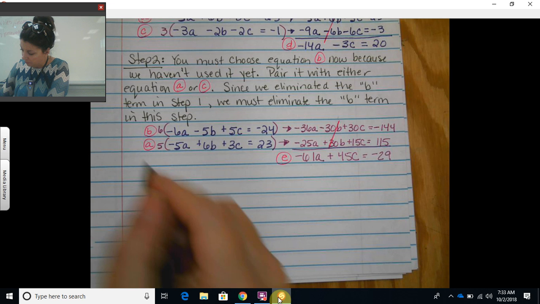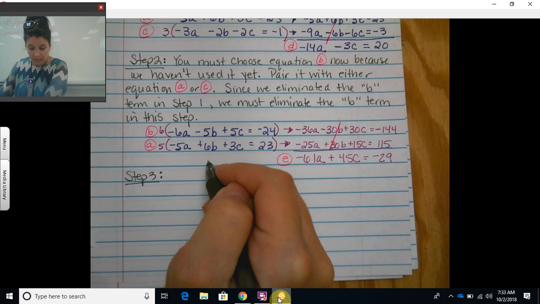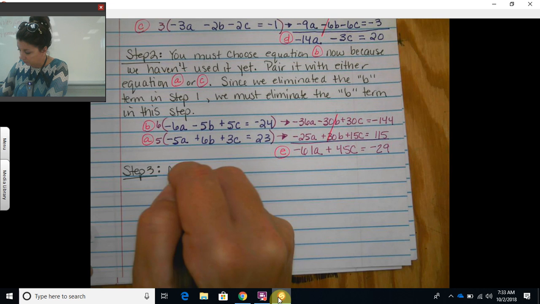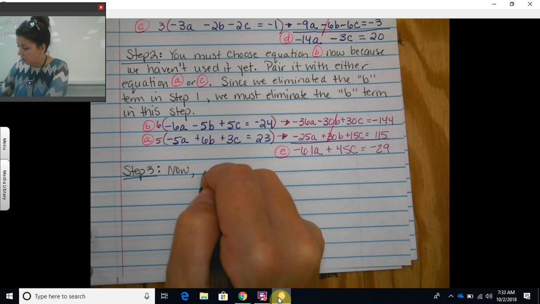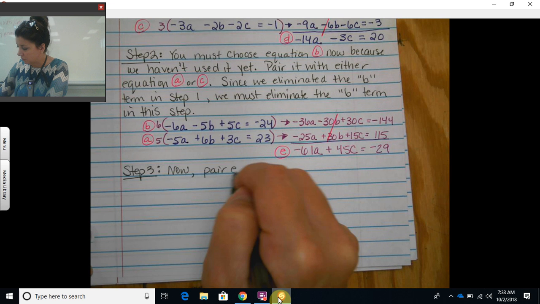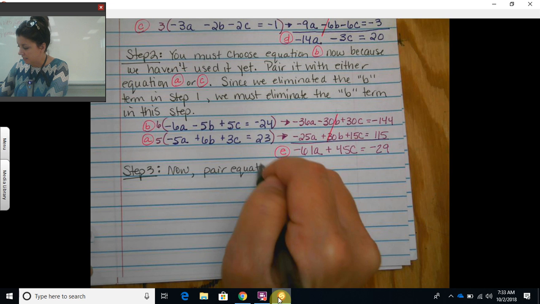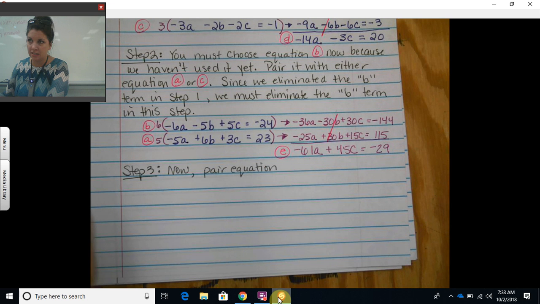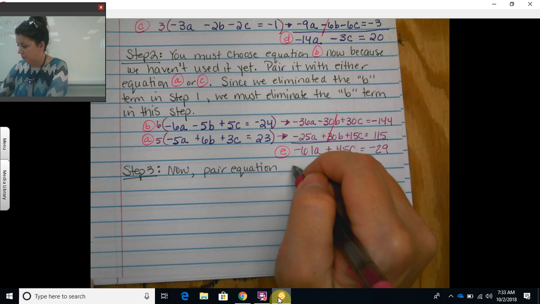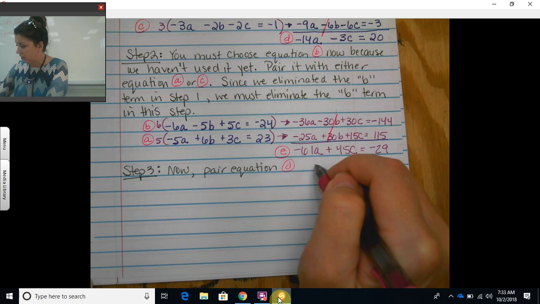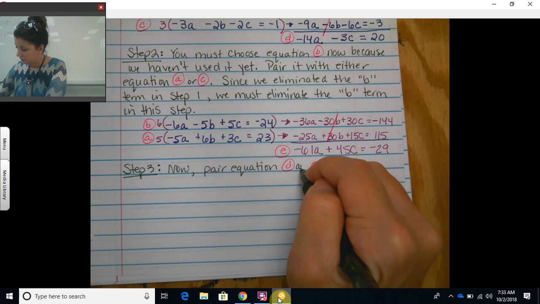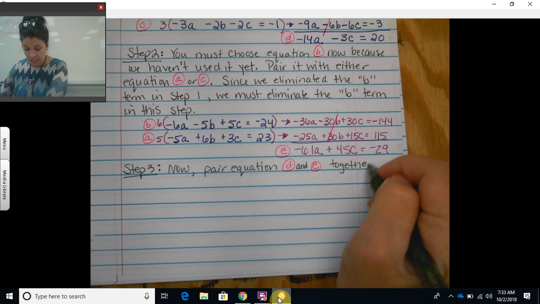So step 3, now pair equation D and E together, but you can see why I label these A, B, C, D, and E because there's so many. Now pair equation D and E together, and choose a variable to eliminate.